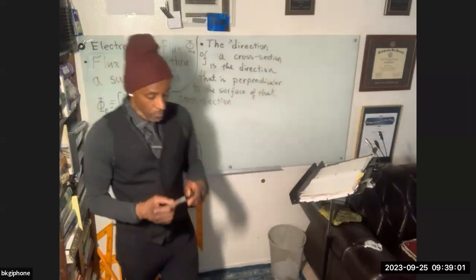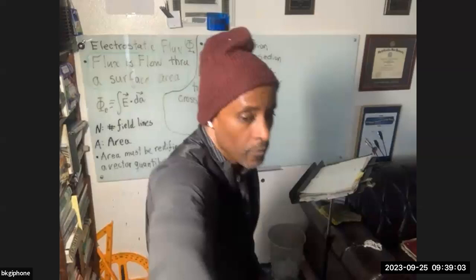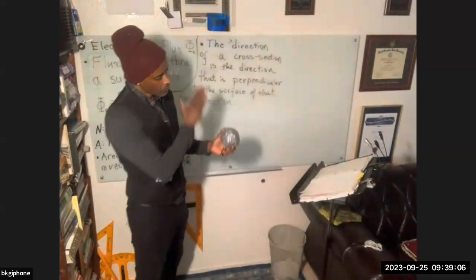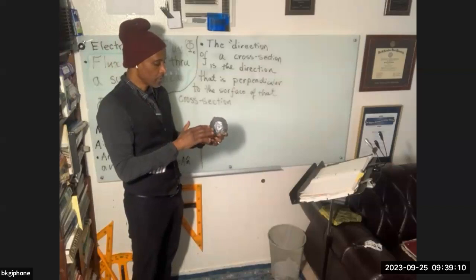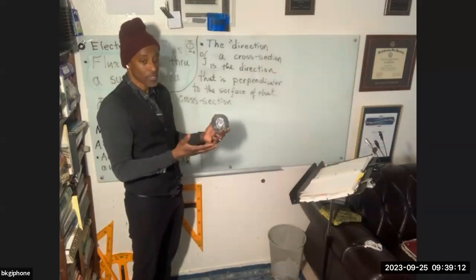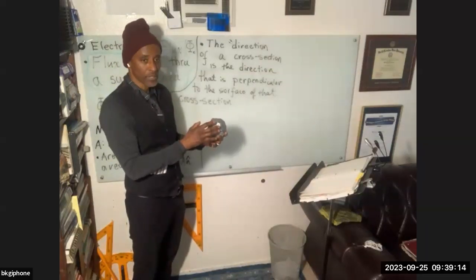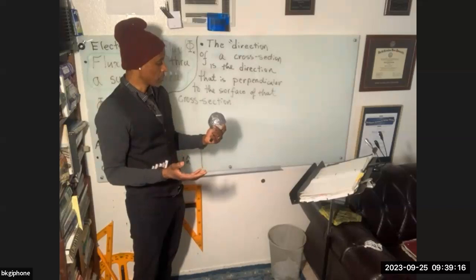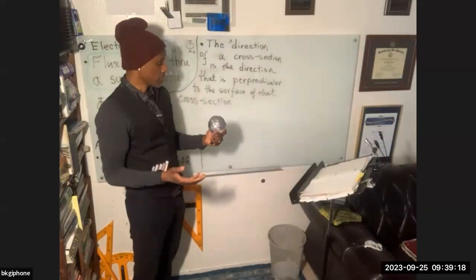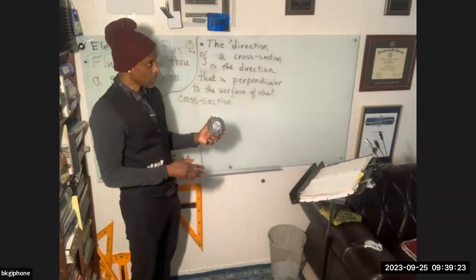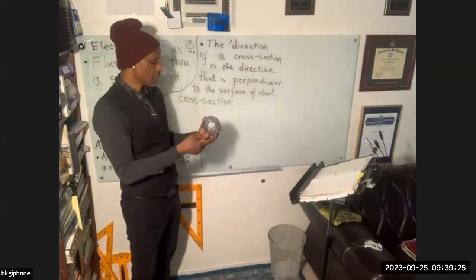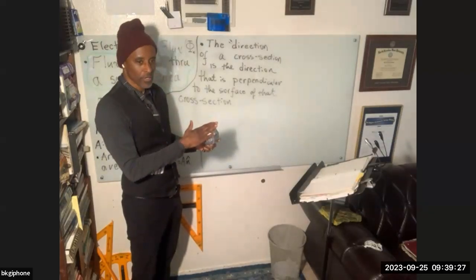So let's say that I have a ball, right? A ball, and I slice the ball, then the cross section will be the circular shape associated, well, circular, or it depends. It could be elliptical, depending on how I slice it, right? But that is considered the cross section.